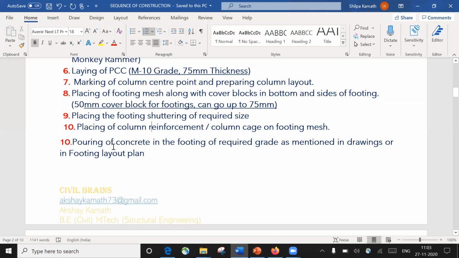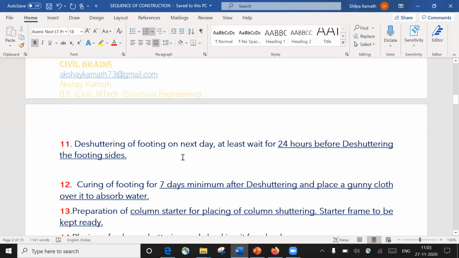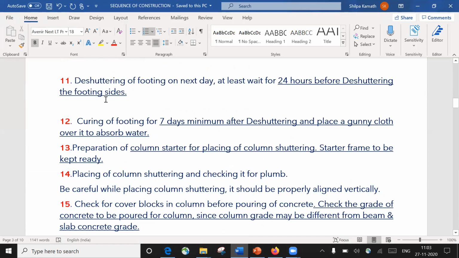Yeah, so pouring of concrete in the footing of the required grade, as mentioned in the drawing or in the footing layout plan. Once this is done, next is what you're going to do. Once you're done with the casting of the footing, next day we have to come and do the de-shuttering of the footing, and you have to do the curing of that particular footing, right?